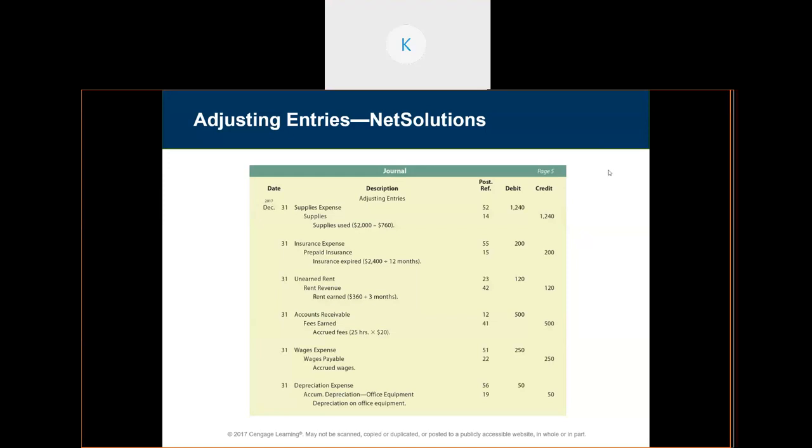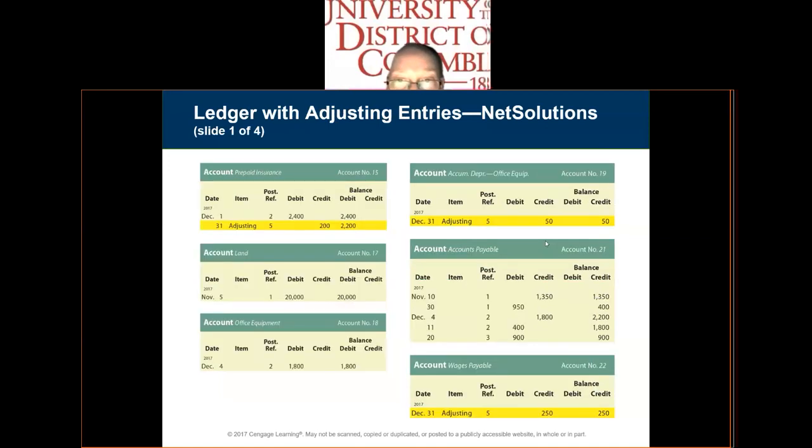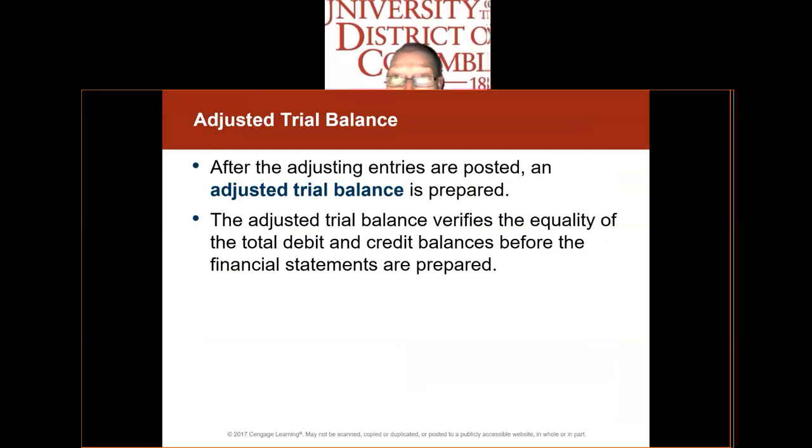I apologize. Yeah, this chapter was a little bit longer than I had anticipated because there's a couple of key items. I'm not going to go over this ledger stuff. Last thing I do want to touch on is called the adjusted trial balance. So after the adjusting entries are posted, we run what's called an adjusted trial balance. And we do this to verify that the total debits and credits are equal on the financial statements.